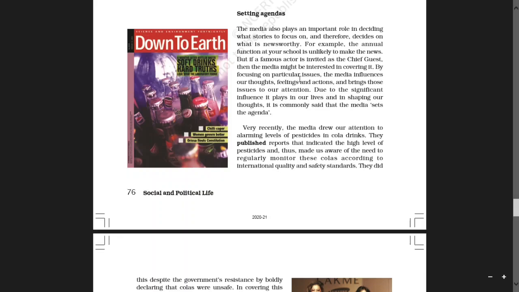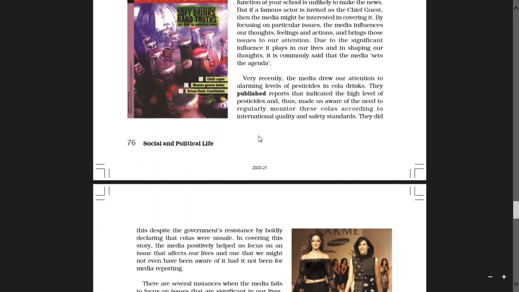By focusing on particular issues, the media influences our thoughts, feelings, and actions and brings those issues to our attention. Due to the significant influence it plays in our lives and in shaping our thoughts, it is commonly said that the media sets the agenda.